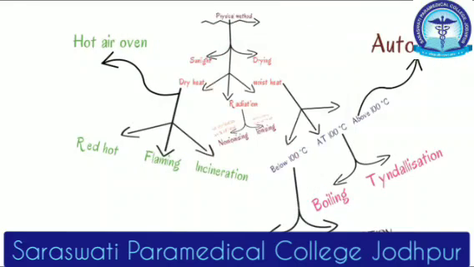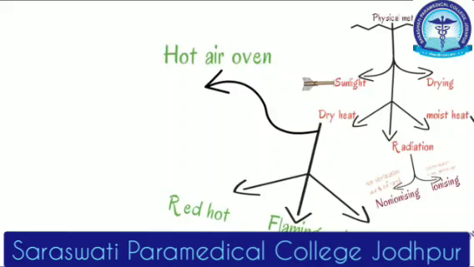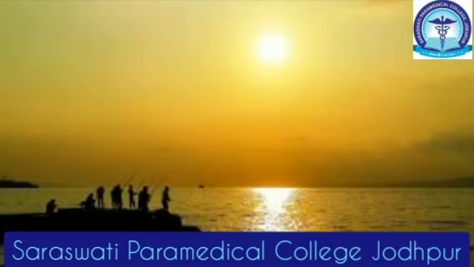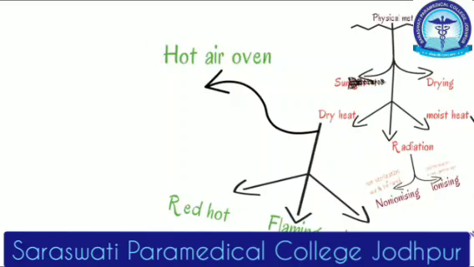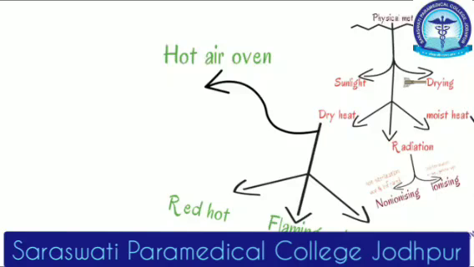Now we go through the physical method, in which we have sunlight, which is a natural or spontaneous sterilization for the ocean and atmosphere by its UV light. Another is drying, because all the bacteria need moisture for their essential growth. This drying kills the bacteria but not the spores. Remember. Another, we have dry heat.